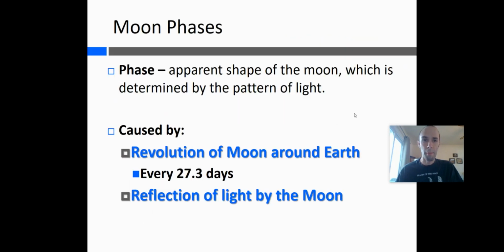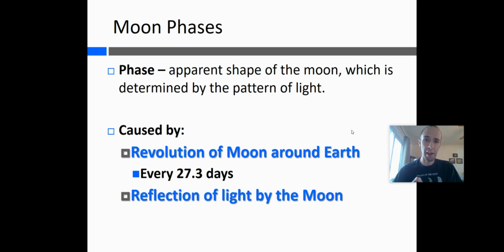Okay? Now, let's talk about phases. The moon obviously goes through a series of phases as it goes around the Earth. And a phase, just to identify what that is, a phase is the apparent shape of the moon, not the actual shape of the moon. The actual shape of the moon is a sphere. But the apparent shape is what we see.